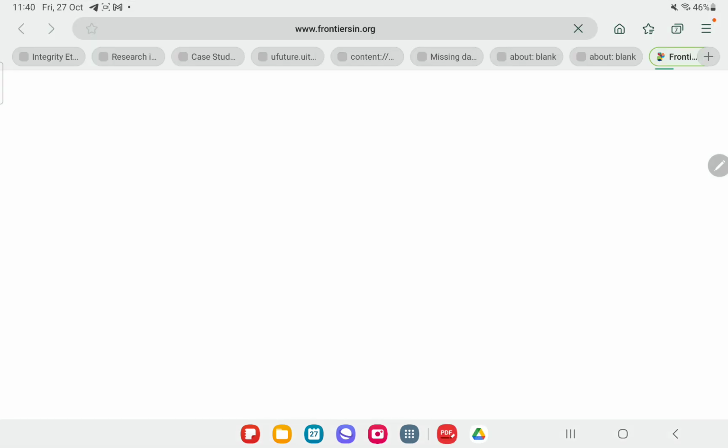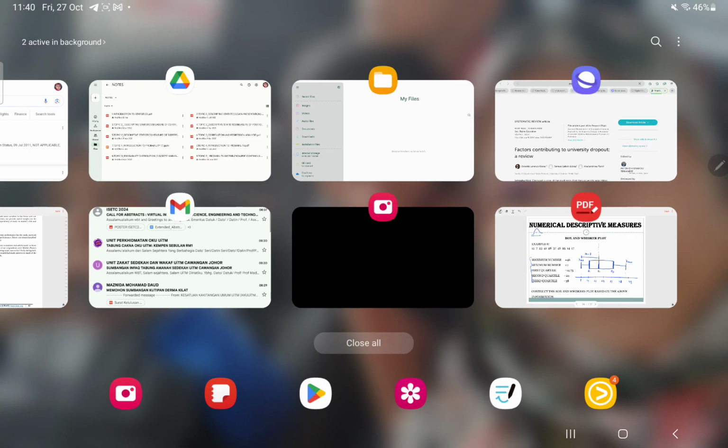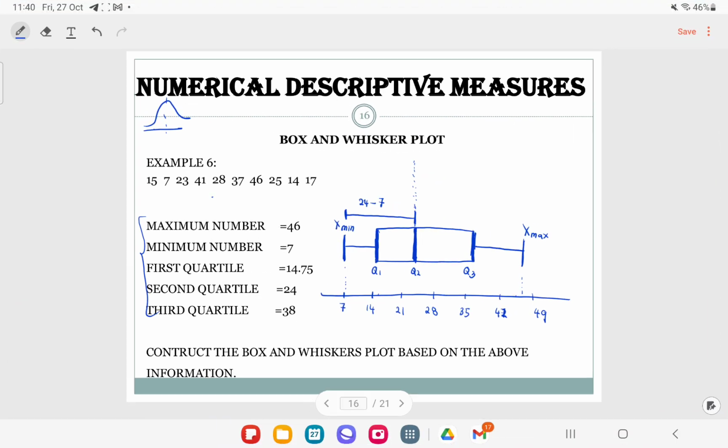So you will get, okay, minimum value 24 minus 7. So 24 minus 7. So we'll get 17 here. Okay, then the second one, from the median to the maximum value. Median value to the maximum value. So 46 minus with the maximum value, 24. Okay, so 46 minus 24. So we'll get 22.